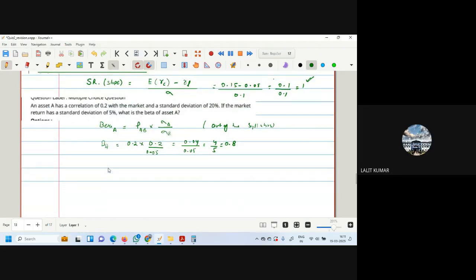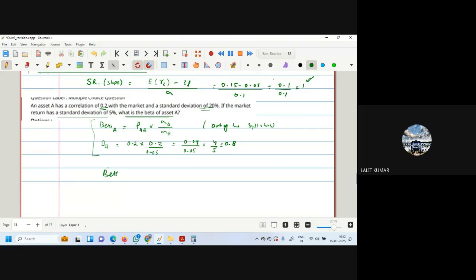Next, an asset has a correlation of 0.2 with the market and a standard deviation of 20%. If the market return has a standard deviation of 5%, what is the beta of asset A? So this has not been covered in our syllabus, so we have to remember the beta.